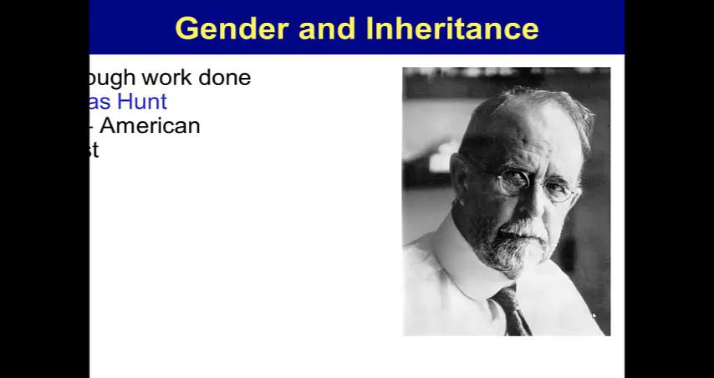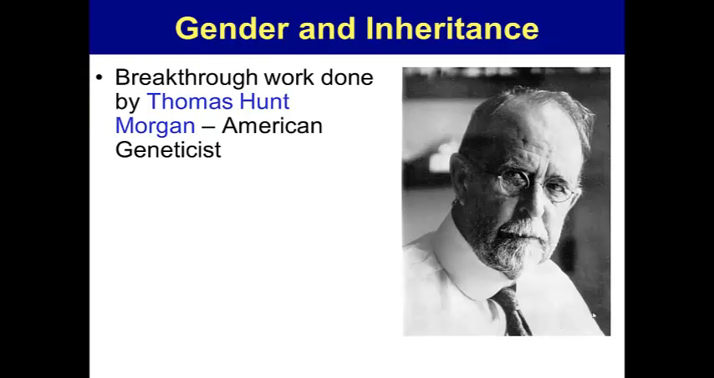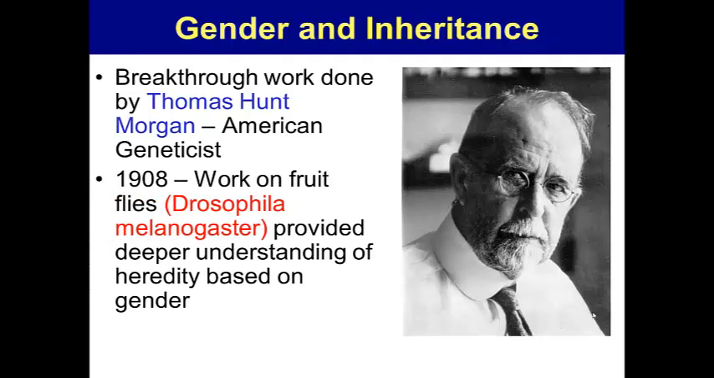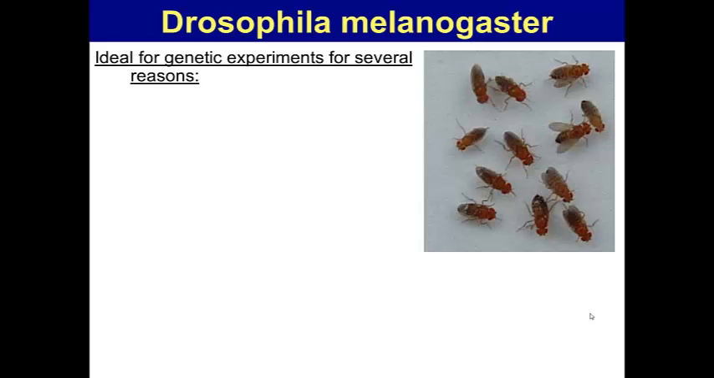Gender and inheritance experiments started through the work of Thomas Hunt Morgan, an American geneticist who worked in the early 1900s on the fruit fly or Drosophila melanogaster, which provided a deeper understanding of heredity based on gender.